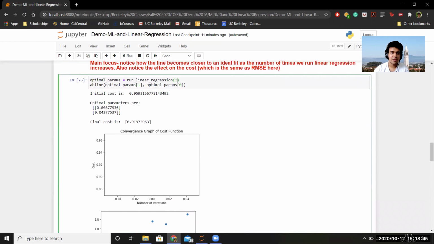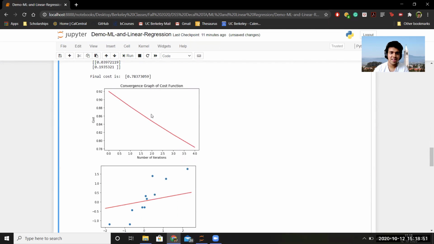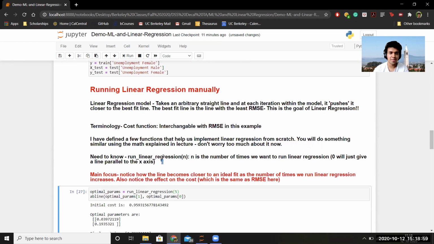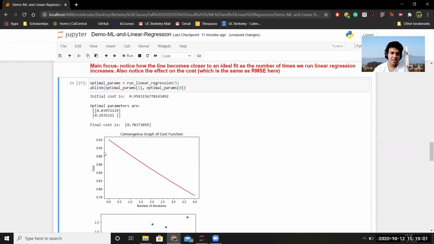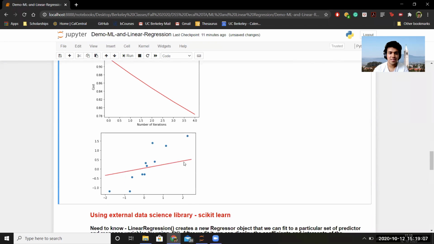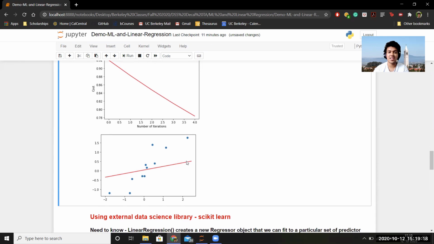And let's see what happens when we run it, let's say 5 times. Okay, so now we see something interesting. We see that there's this convergence graph of the cost function, and the cost is decreasing with the number of iterations. Just a reminder, the cost is simply the root mean square error. So the root mean square error was decreasing when we increase the number of iterations. So over here at the 5th iteration, we have this line, and this line describes the linear relationship between the variables a little bit better than the previous line with just one iteration, and definitely a lot better than a line parallel to the x-axis. But it's still not great, is it?